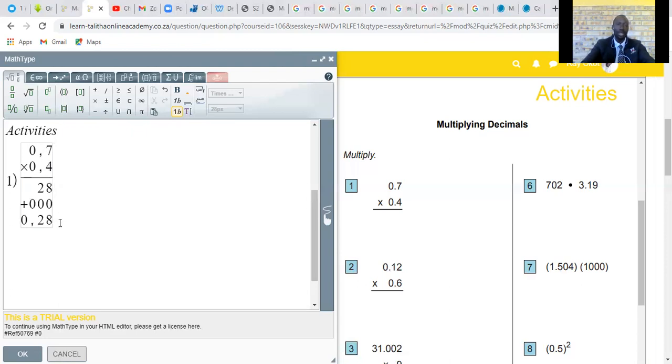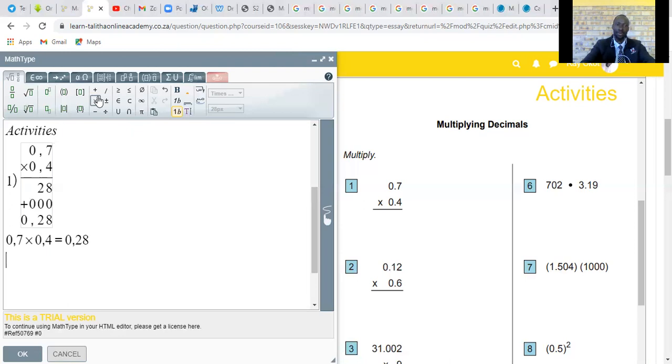So in conclusion, as we conclude, we therefore say that when we multiply 0.7 by 0.4, what we get is 0.28.